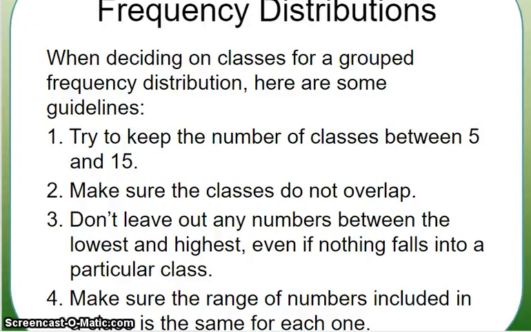So we don't want to go from 0 to 12 degrees and then from 10 to 20 degrees, because then we've got a 2-degree overlap. We don't want to leave out any numbers between the low and the high. And we want to make sure that the range of the numbers included is the same for each one. So if we're going with 10 units, everything needs to be 10 units. We don't want one group to have 10, the other group to have 5, the other group to have 7. So all of the groups have the same width.